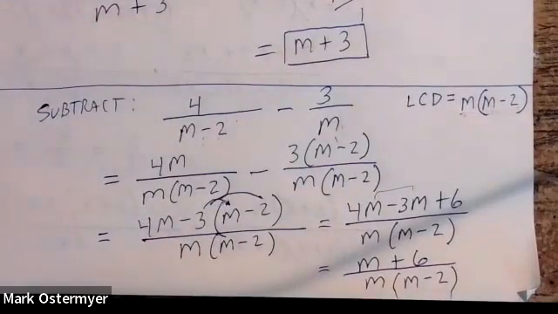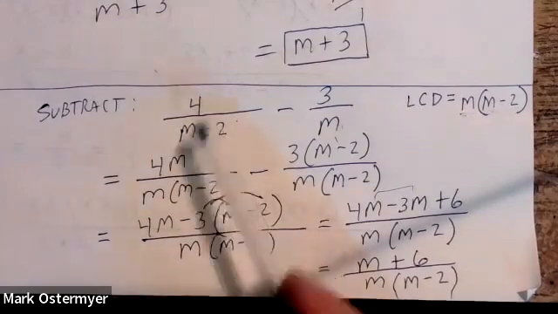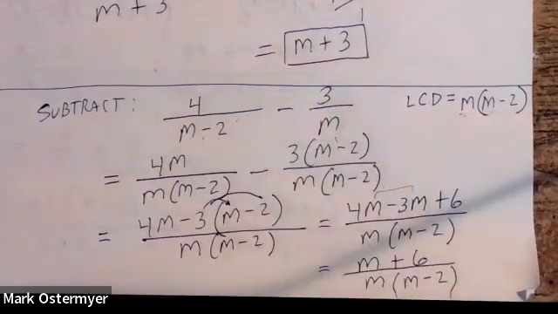So for the first time we've seen where we had to get a common denominator, and then we had to build our fractions or rational expressions up into equivalent rational expressions that both have the common denominator. Any questions about that problem there?